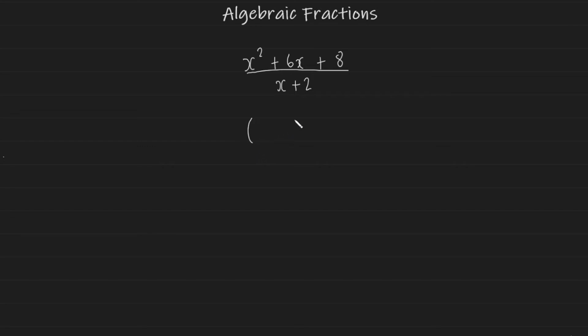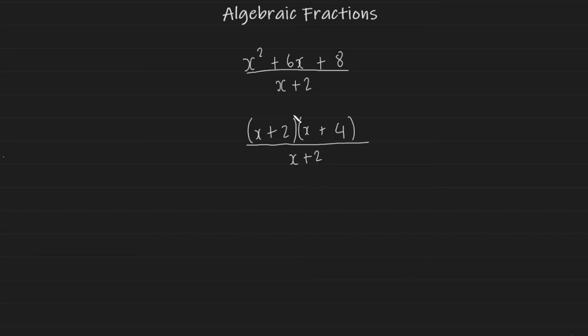Quadratic expressions factorize into two brackets, and we're going to need to find two numbers that multiply to give us 8 and add to give us 6. This is going to be plus 2 and plus 4 all over x plus 2. Okay, this is what we get after factorizing the numerator, and it's still over x plus 2, the denominator, which hasn't changed. And what you can see after factorizing is that one of the factors in the numerator is identical to this expression here, x plus 2.